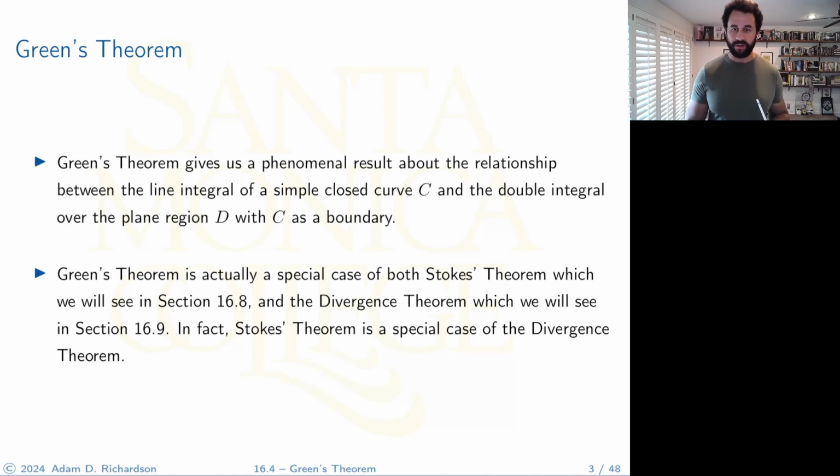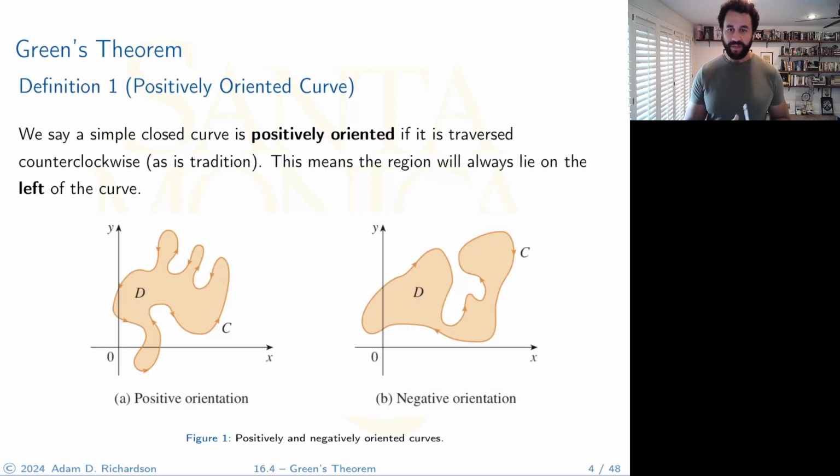So before we can talk about Green's theorem, we need one definition. We need to talk about what a positively oriented curve is. So this is the easy way to explain it. A simple closed curve, remember simple means it doesn't cross itself. Closed means it is closed. We say that that curve is positively oriented if it's traversed counterclockwise, as is tradition. And what that means is that the region will always lie on the left side of the curve.